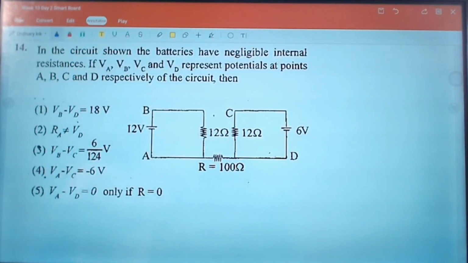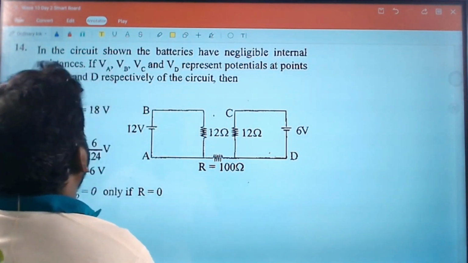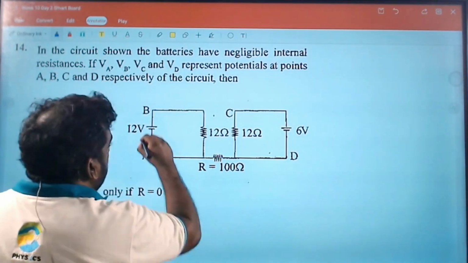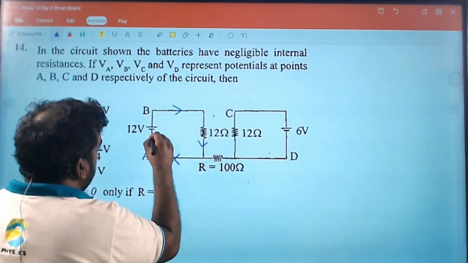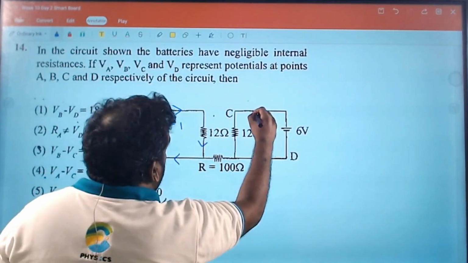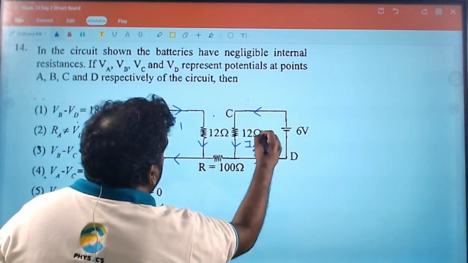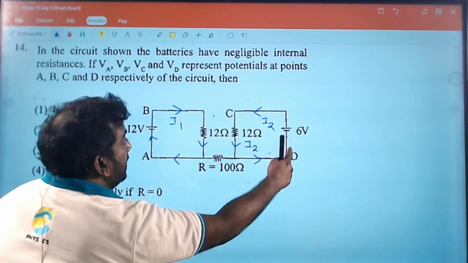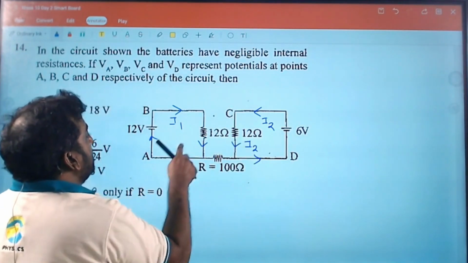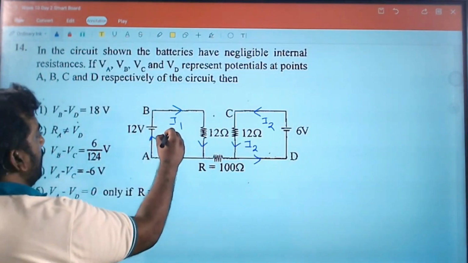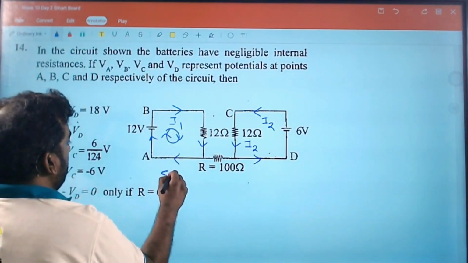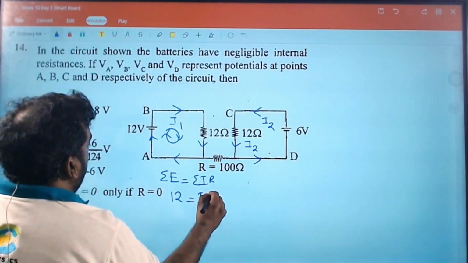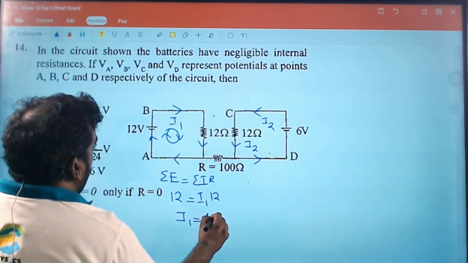In the circuit shown, batteries have negligible internal resistance. VA, VB, VC, VD are respective potentials at ABCD. So what can you say here? There is a current going through this. Here there is a current going through this. Are these currents mixing? No. Because if this current goes here, lesser current will come to the battery. So this current remains here, this current remains here. Apply Kirchhoff. Sum of EMF, sum of potential differences will equal I1 times 12. I1 is 1 ampere.